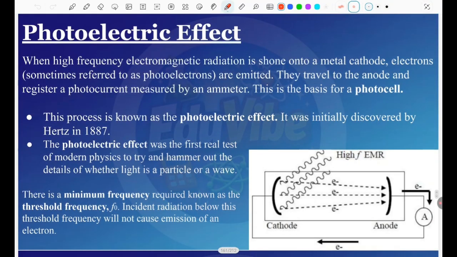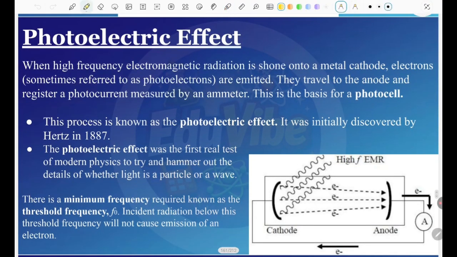Okay, we're starting with the photoelectric effect. When high frequency electromagnetic radiation is shone onto a metal cathode, electrons, sometimes called photoelectrons, are emitted. Photoelectrons are the electrons emitted when we shine high frequency electromagnetic radiation on the metal cathode.